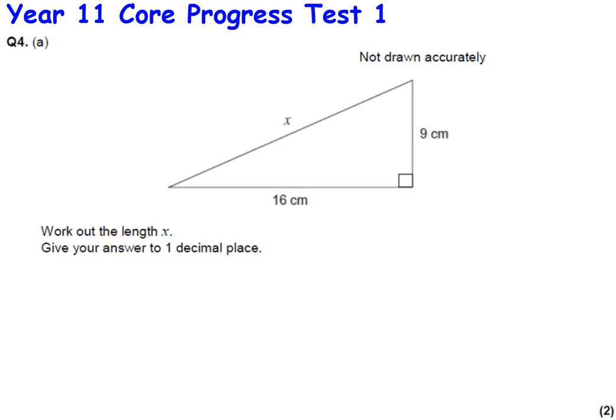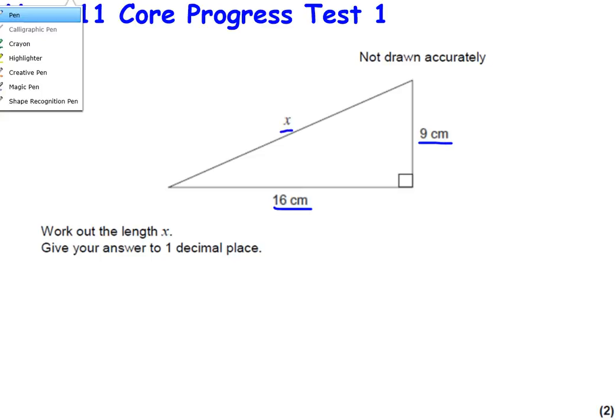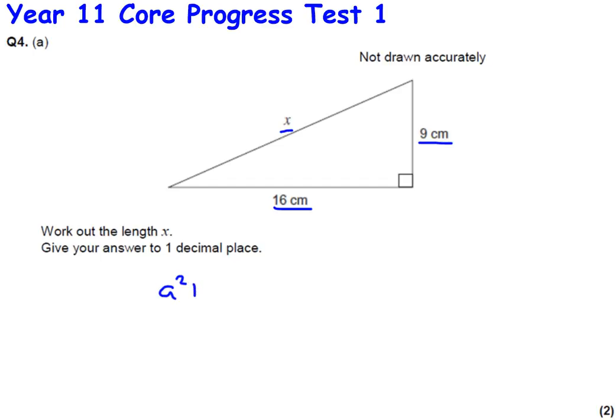We are given two other values, 16 centimeters and 9 centimeters. We need to try and work out the hypotenuse, which is x. Pythagoras' theorem states that the sum of the two shorter sides squared equals the length of the hypotenuse squared. So in this case, a squared plus b squared equals c squared, where a equals 16 and b equals 9.